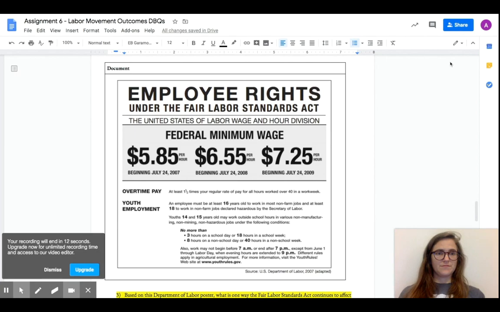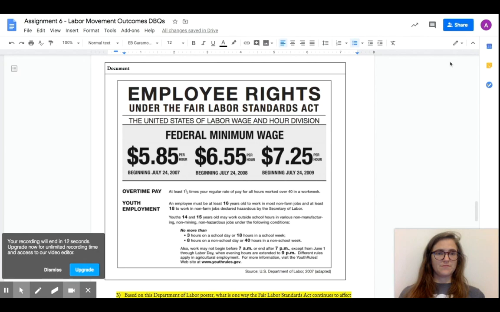Youths 14 and 15 years old may work outside school hours in various non-manufacturing, non-mining, non-hazardous jobs under the following conditions. No more than 3 hours on a school day or 18 hours in a school week, and no more than 8 hours on a non-school day or 40 hours in a non-school week. Think about that if you have a job.